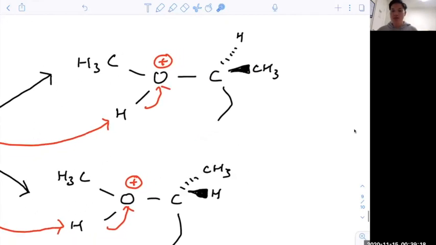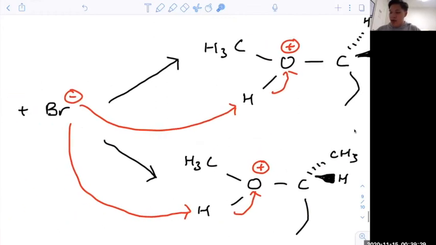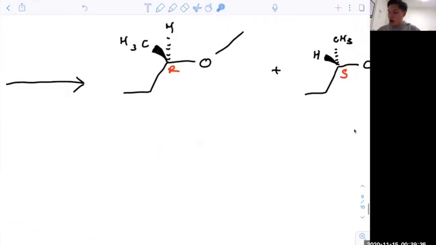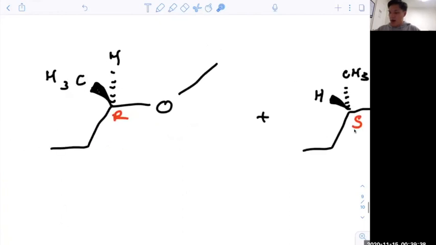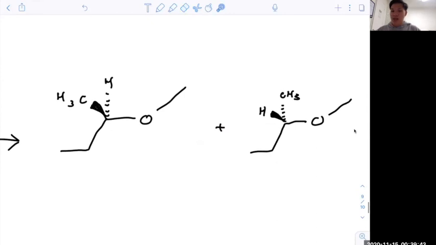So we form these two groups. The only difference here is this H is on a dash versus this H is on a wedge, depending on whether we attacked it from the front or the back, right? This is our deprotonation process where we take the H and then we have the O. So let's go to our finished product here. We then would have these two different molecules where this H is on a dash, and then this H is on a wedge, right?